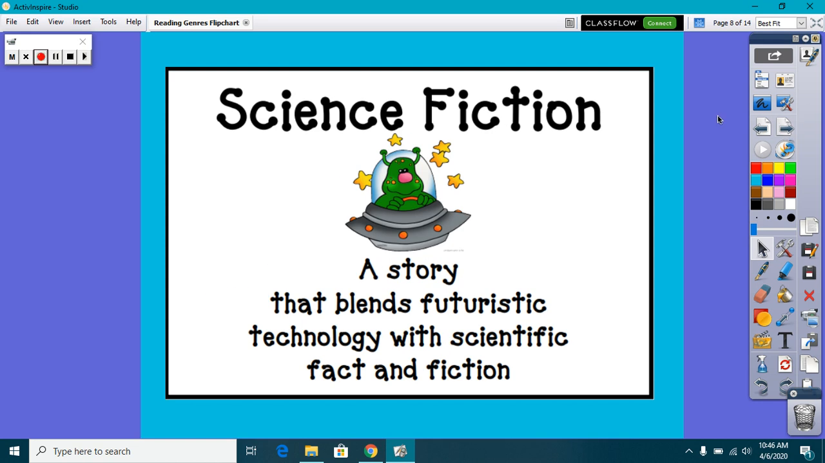The next one is science fiction, which you may not have heard of before, and that would be a story that blends futuristic technology with scientific fact and fiction. So any story about aliens is science fiction. If it's about robots or any kind of futuristic setting that is supposed to look like the future of Earth, it would be science fiction. If you've ever heard of the Hunger Games, that's a very popular science fiction series.